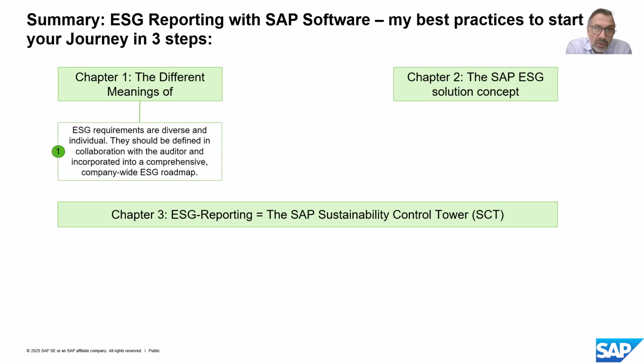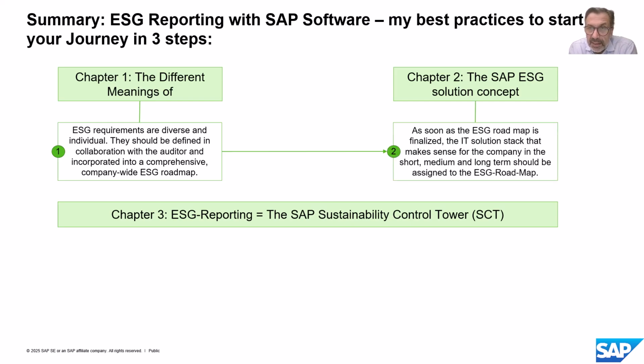And my recommendation to move on with ESG means first, as I explained, ESG requirements are diverse and individual. So they should be defined in a collaboration with the auditor and then incorporated into a comprehensive company-wide ESG roadmap. So start your ESG discussion without considering IT. Make yourself aware what is really important and when is what really important in terms of ESG. In a second step then, identify and decide which IT capability is needed at what point in time.